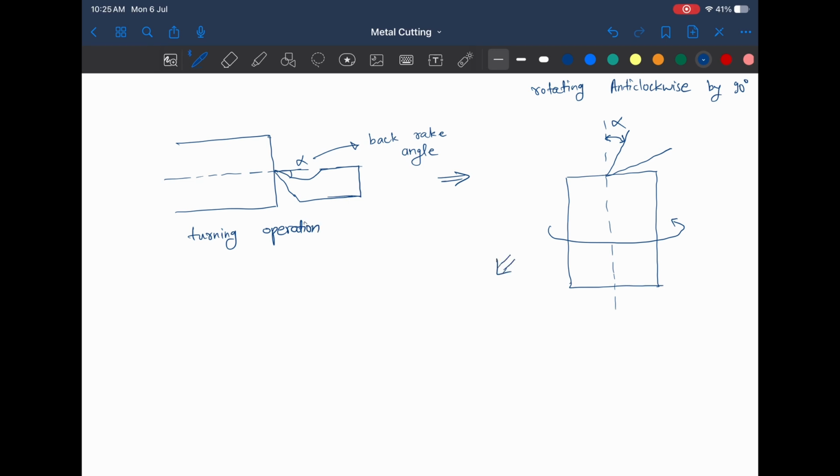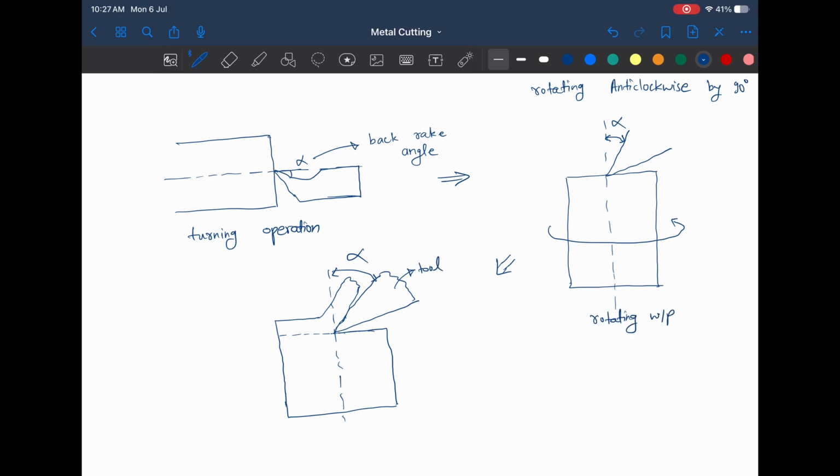Now, when we give a feed to the tool, we see that chips are formed. This is the chip. This is our tool. Again the angle alpha. Rotating workpiece. And the feed is given downwards in the rotated figure. This is our T.